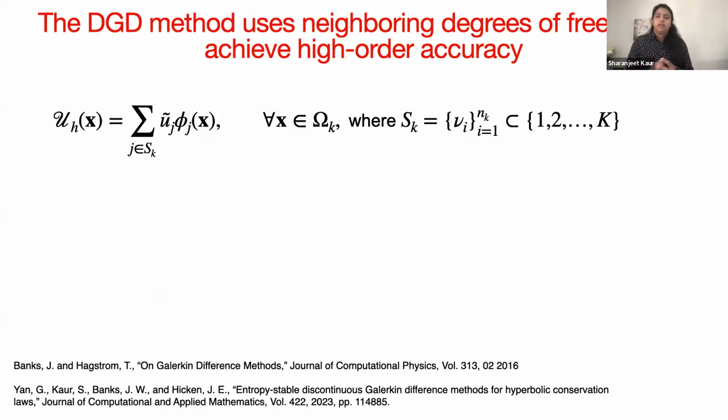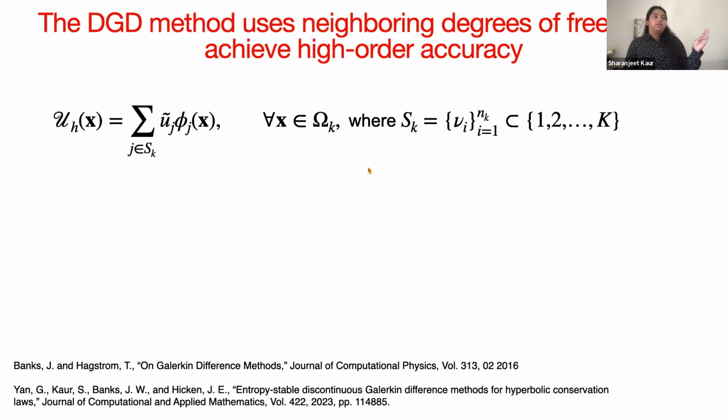Okay, so what is a Galerkin difference method? They were first proposed in a continuous sense, using continuous basis functions, by Professor Banks and Hagstrom. And then they were further extended to use discontinuous basis functions. And I'm also using the discontinuous version. So they are similar to finite element methods, but unlike the conventional finite element method that achieves high order accuracy by adding degrees of freedom interior to the element, DGD uses neighboring elements to achieve high order accuracy.